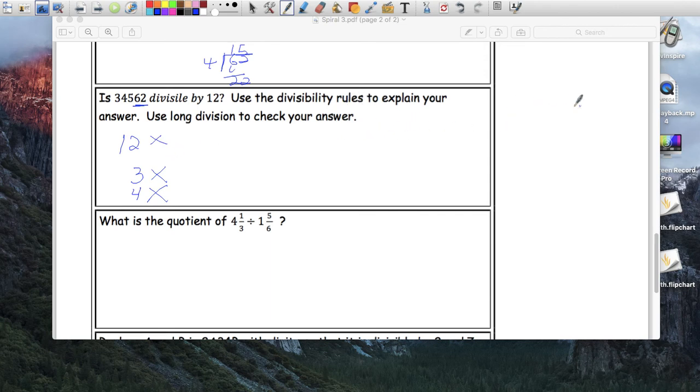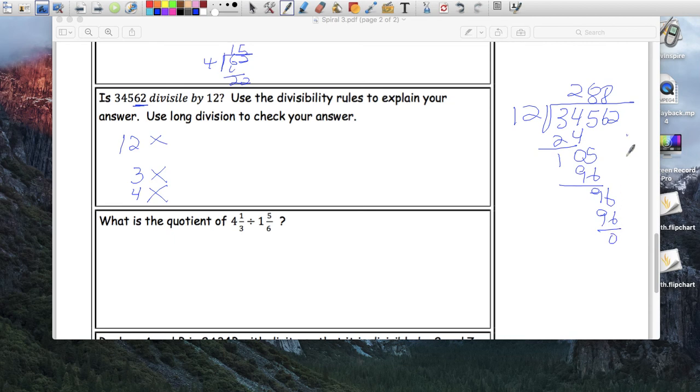But it did say for us to divide it anyway using long division. Here we go. 12 goes into 34 2 times, which is 24. 10 left over, bring down the 5. I'm going to say this is an 8. 12 times 8 is 96. 9 left over, bring the 6 down. 12 goes into 96 8 times.